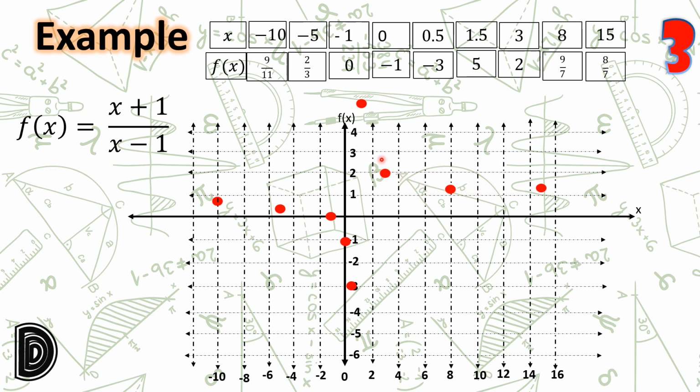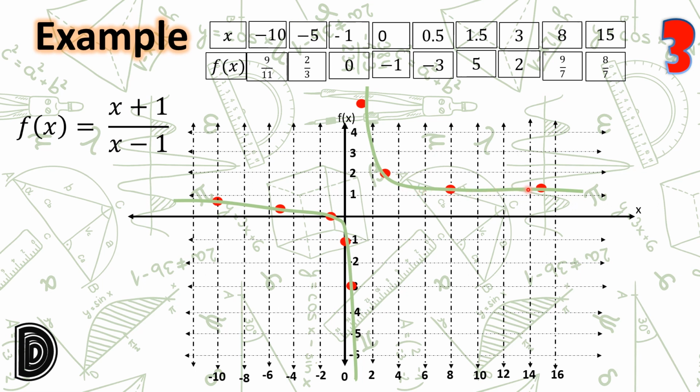Another notable situation in the points plotted is that the value of f of x seems to approach the line y is equal to 1. So we have the smooth curve showing the graph of the function f of x is equal to x plus 1 over x minus 1.